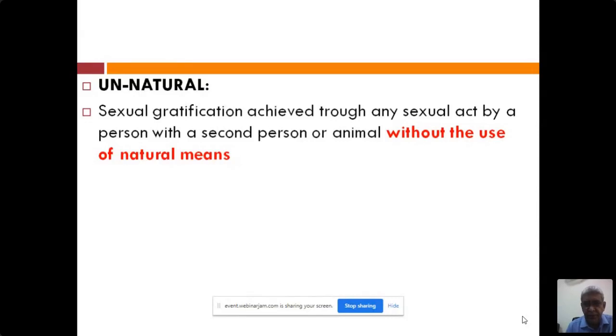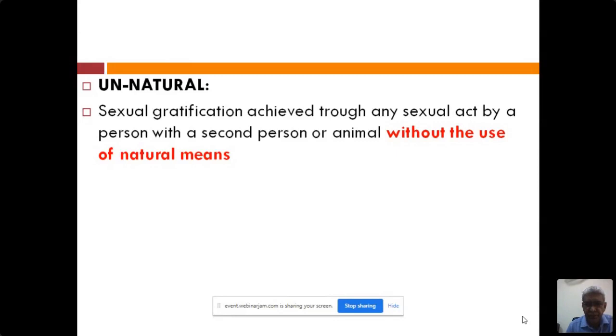Here, the sexual activity which is being done is definitely illegal. And this is being conducted by a male person with another person. This other person may be either a male or a female or even an animal. And he is using the way which is not natural and which is not according to the recommendation of nature.